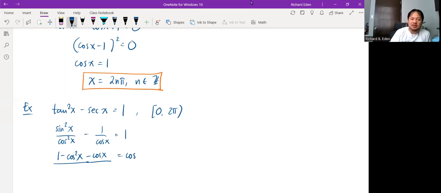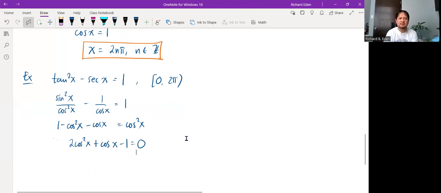Then we multiply by cosine squared x, so the fraction bar disappears because it's transferred. To make it cleaner, combining the cosine squared terms, it becomes 2 cosine squared x plus cosine x minus 1 equals 0.